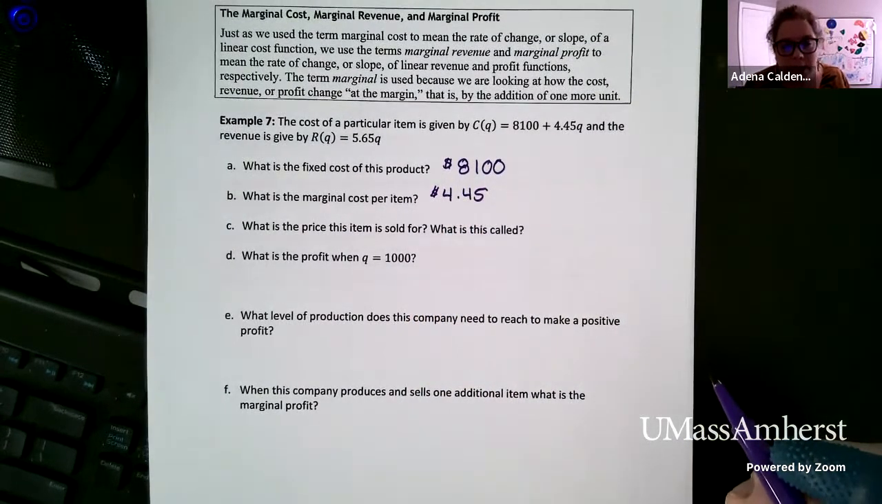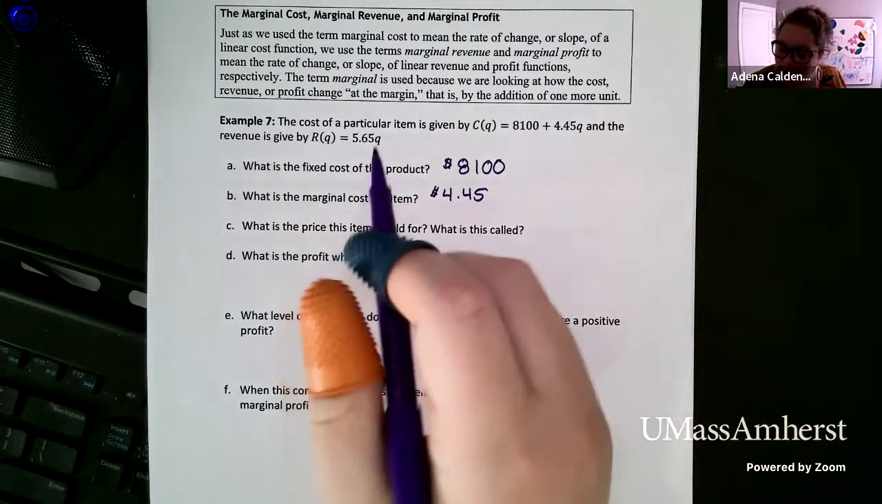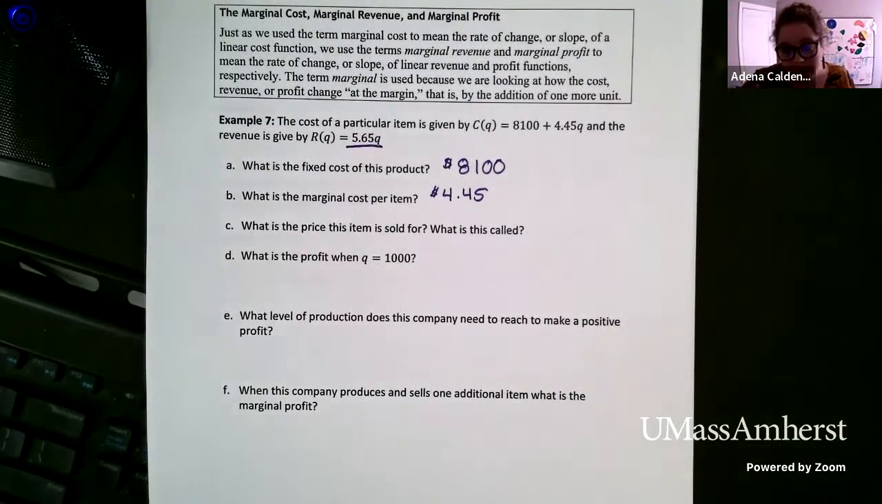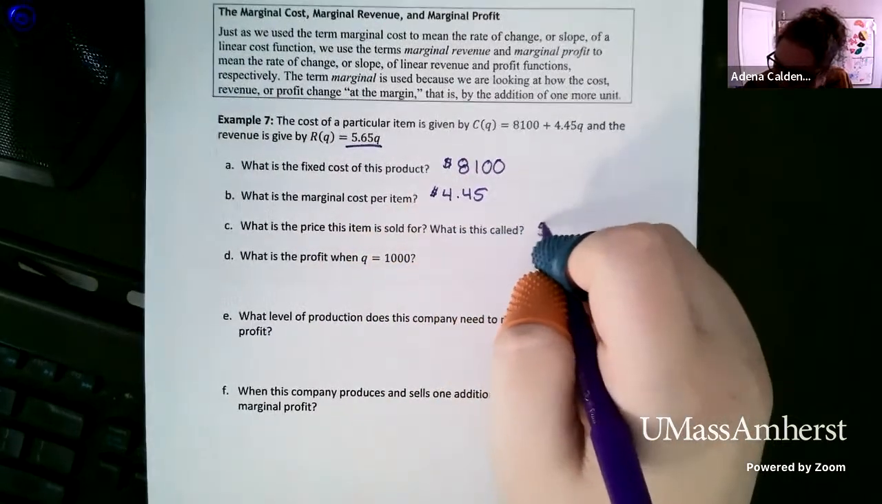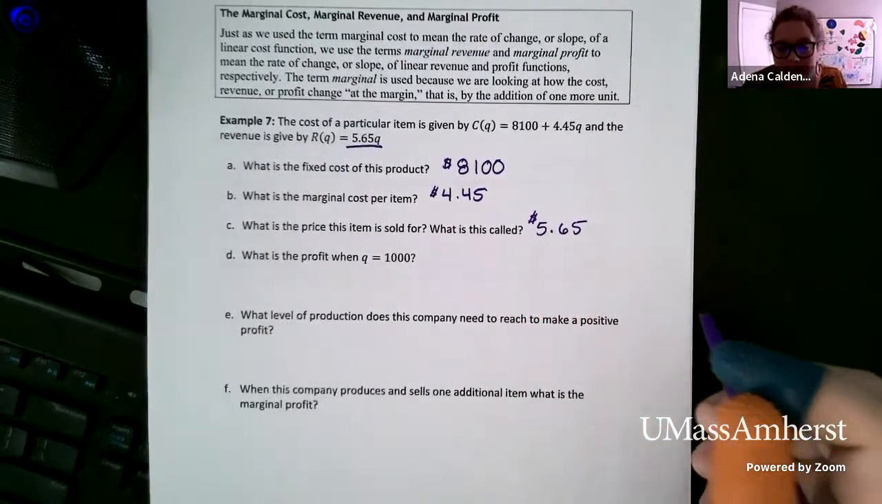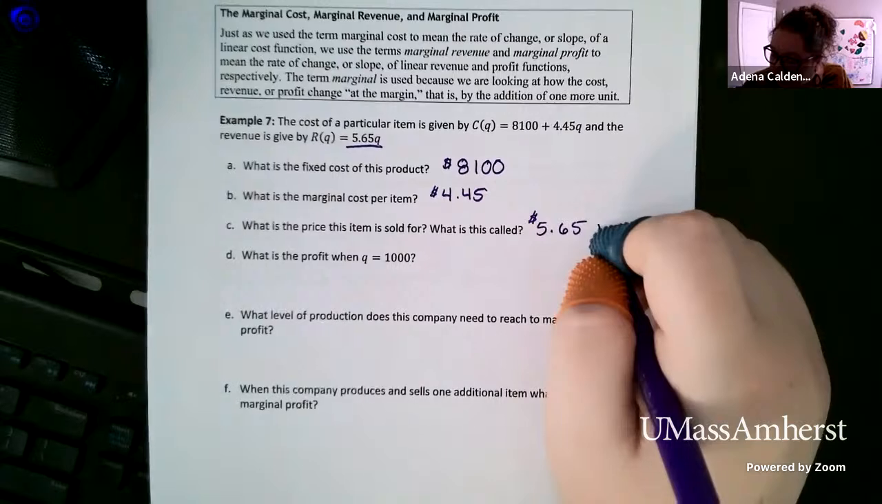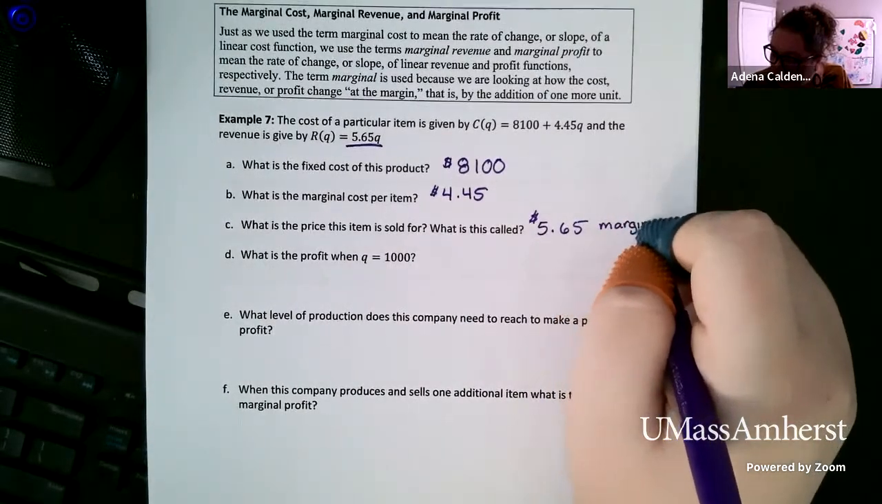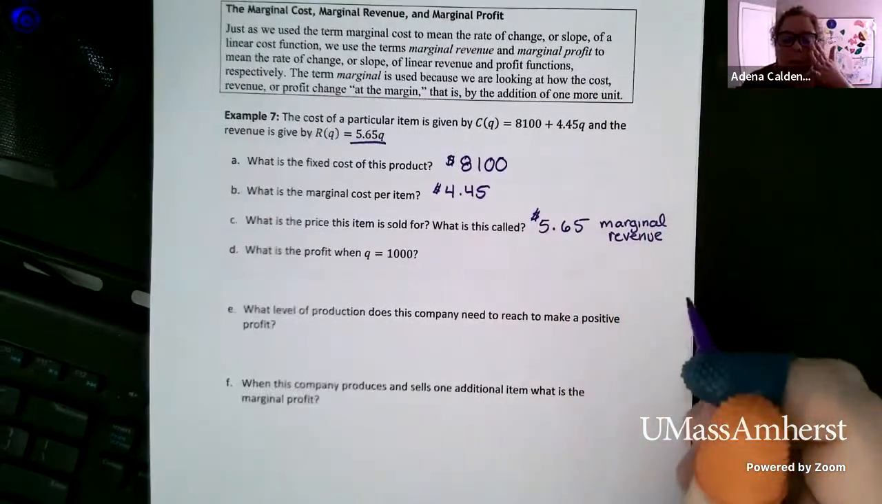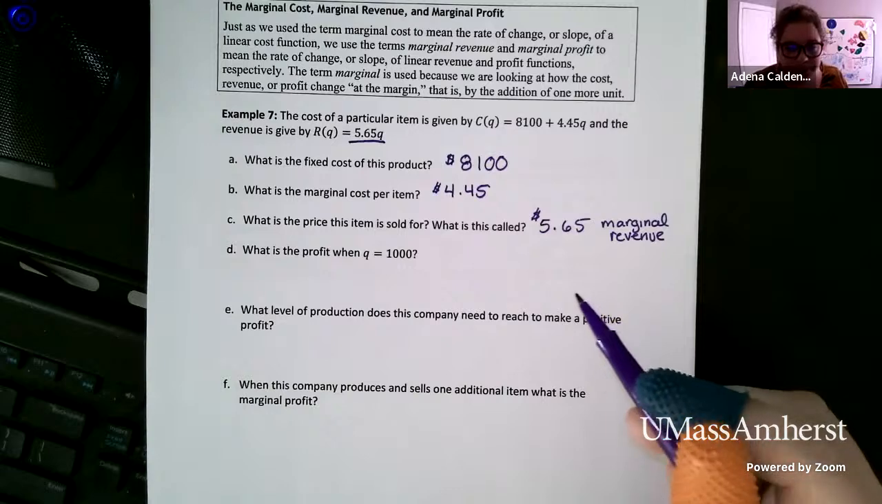Okay. Part C, what is the price this item is sold for? What is this called? So the price, remember, comes from our revenue over here. And so our price in the function is price times quantity. So here it's going to be $5.65 is the price that we are selling this for. Another name for this is marginal revenue. Okay, because again, marginal is the slope of a linear function.